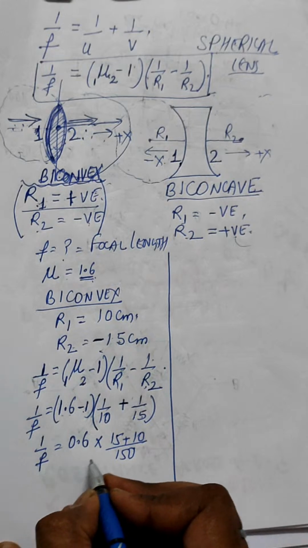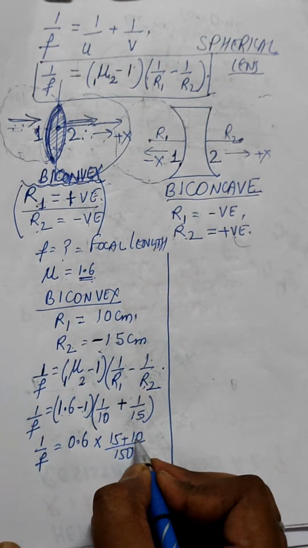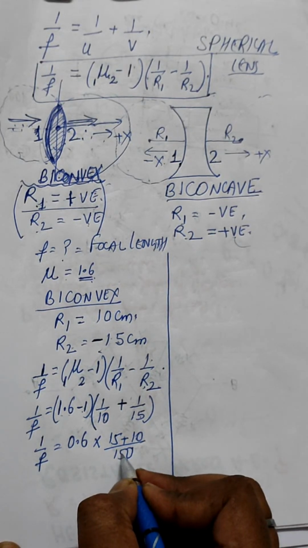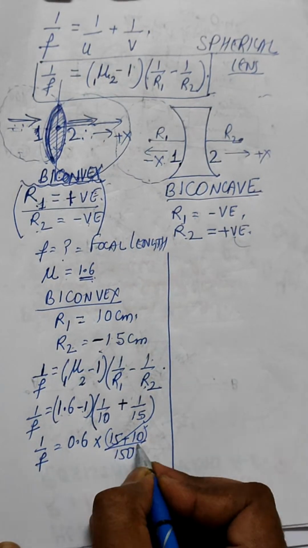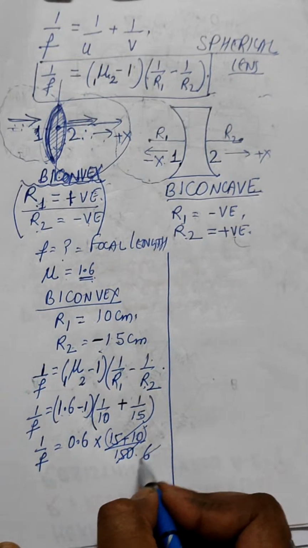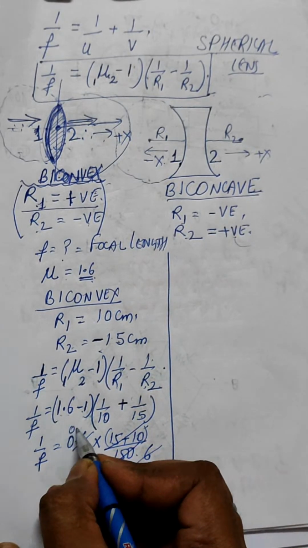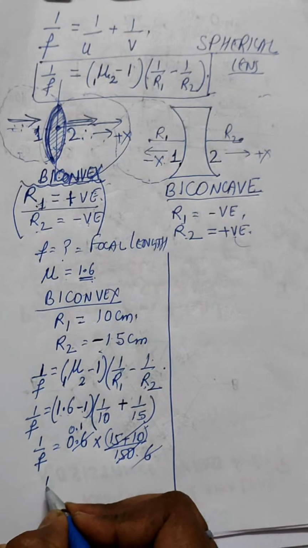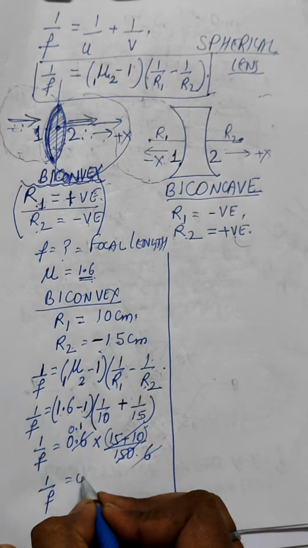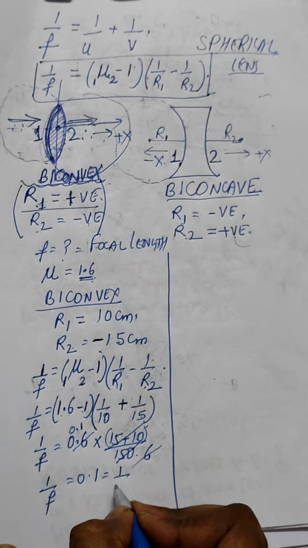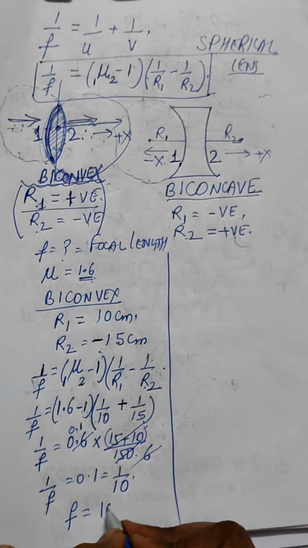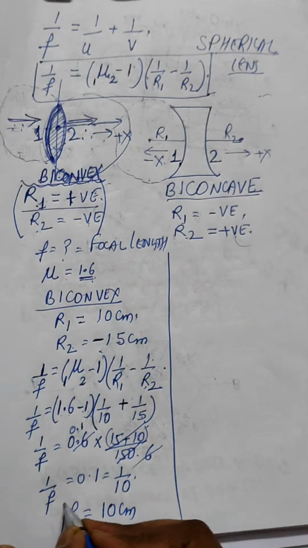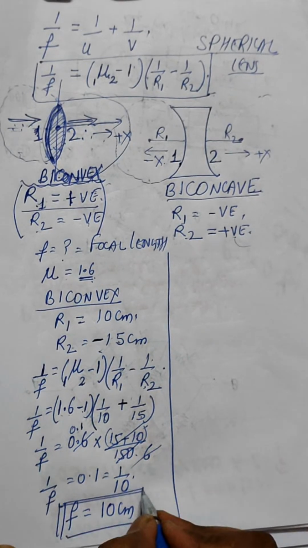So this will give you 15 plus 10, 25. 25 will divide 150 six times. So this will be 6, and 6 will cut 0.6 in 0.1 time. So we can say 1 by f equal to 0.1 or 1 by 10. So this will give you the focal length of the biconvex lens as 10 centimeters. So the first part of the question is solved, right?